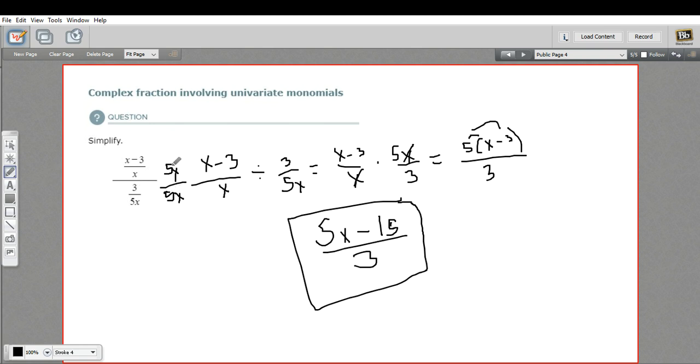And over here, we get 5x, the x's will cancel, the 5 just gets multiplied across the top. So you end up with 5 times x minus 3 over, and these 5x's cancel, over 3, and that's exactly the same as what we got there. Just one more step to go, distribute the 5. So there are a couple of methods for solving a complex fraction that involves variables.